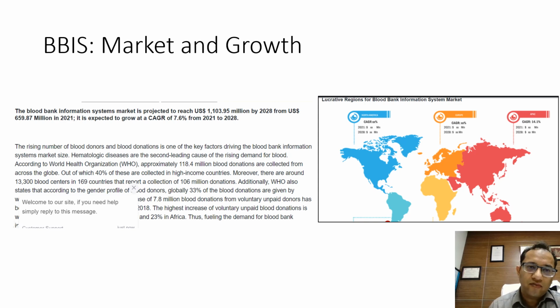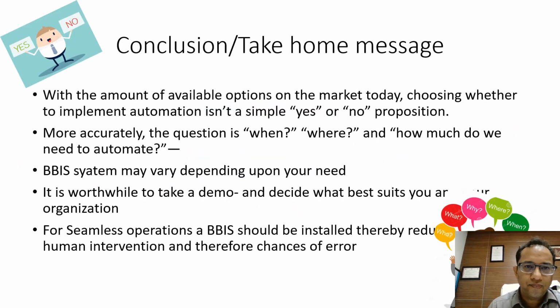So how is the blood bank information system market and growth? The blood bank BBIS market is projected to reach US dollar 1,103.95 million by 2028. So it is rapidly growing from US dollar 658.87 million in 2021. So it is a huge boom. And if you see region wise, North America is utilizing this heavily and we are still lacking. So it is high time that we have the BBIS in our blood bank.